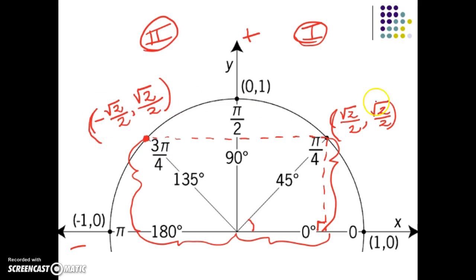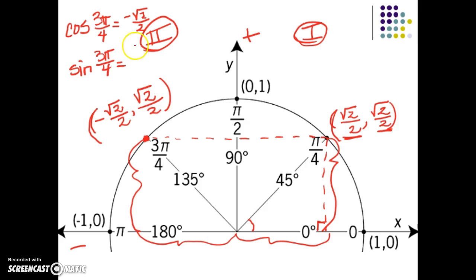And because we already talked about this being the cosine and this being the sine of that angle measure, I can easily say I know what the cosine of 3 pi over 4 is. The cosine of 3 pi over 4 has to be negative root 2 over 2. And the sine of 3 pi over 4 has to be right here, this y coordinate, root 2 over 2. And I can continue to do that.